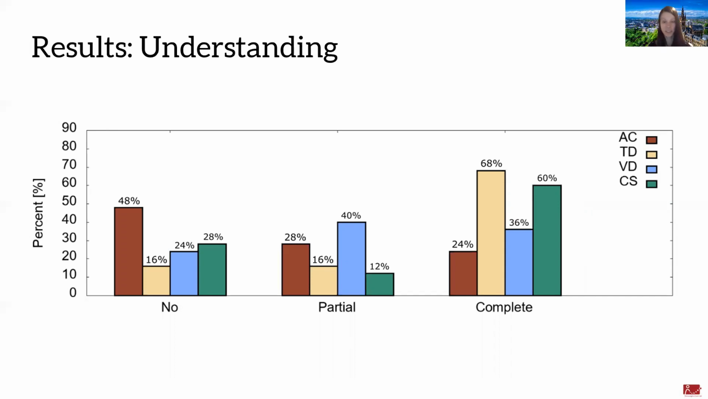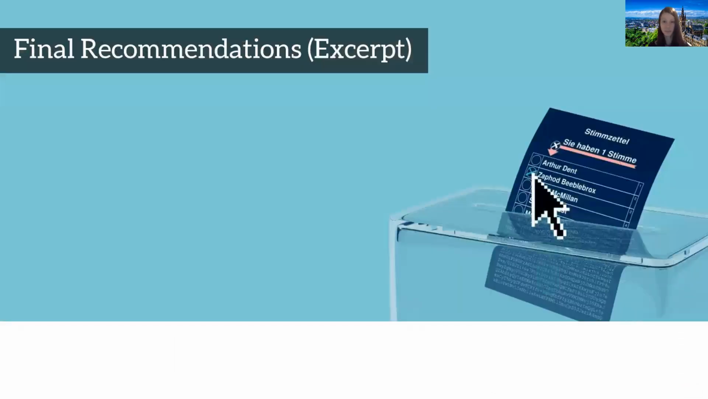What you can see here on the right is that even if everyone verified successfully using code sheets, there's still some understandability issues. On the other hand, about half of the participants who verified using audit or cast had not a clue what they are doing, and this is really alarming. So let me conclude with an excerpt of our final recommendations.